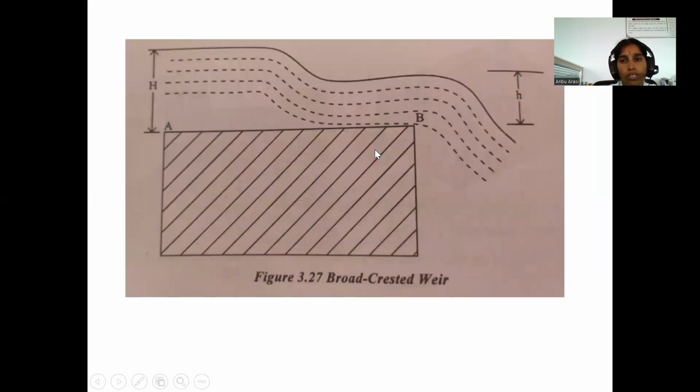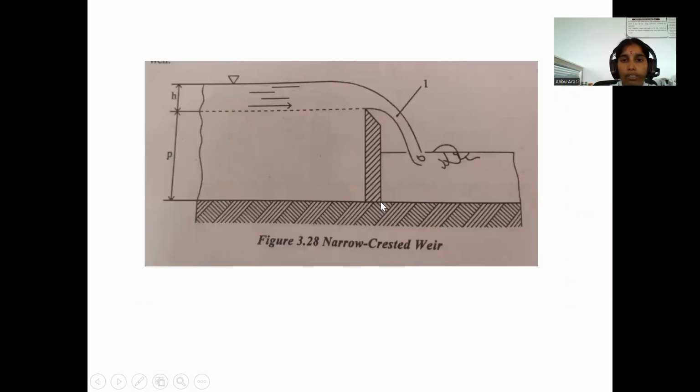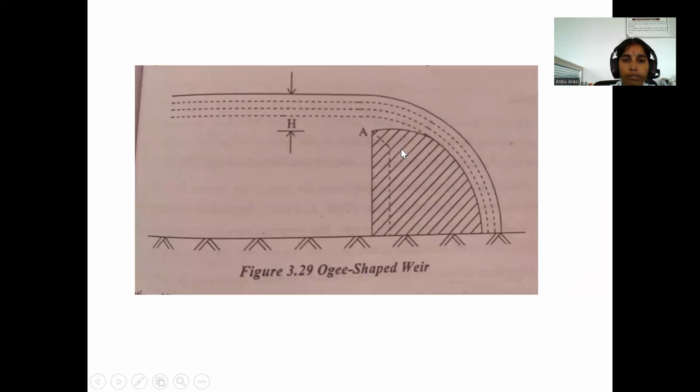This is the broad crested weir. This is the wall. This is the breadth, and this is the height. If breadth is less than height, then it is called a broad crested weir. If breadth is greater than height, then it is called a narrow crested weir.